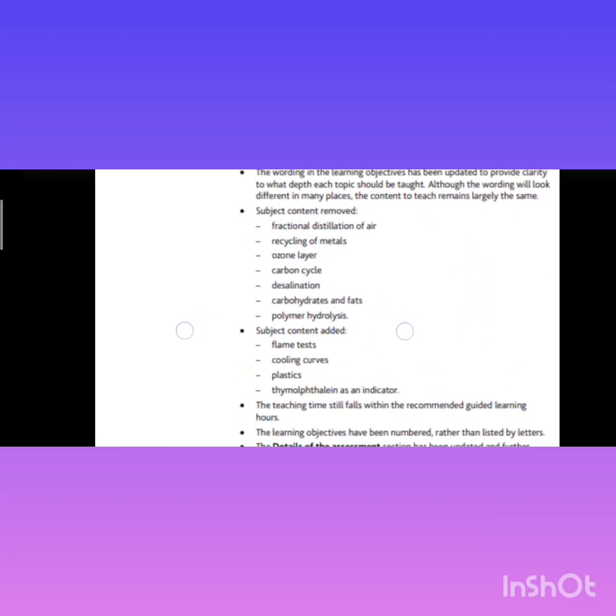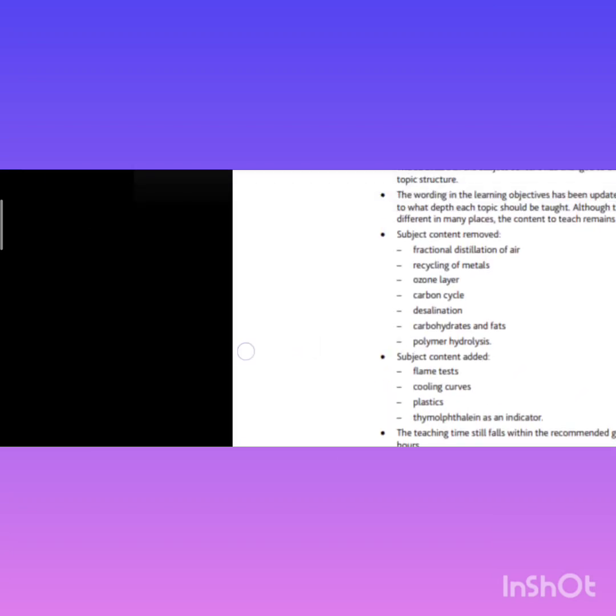Then some of the syllabus has been changed. So the topics that are changed in the syllabus, or removed from the syllabus, are fractional distillation of air, recycling of metal is removed, ozone layer is no more here, carbon cycle is removed, desalination is removed, carbohydrates and fats from the last chapter of macromolecules are removed now, and polymer hydrolysis is also removed.